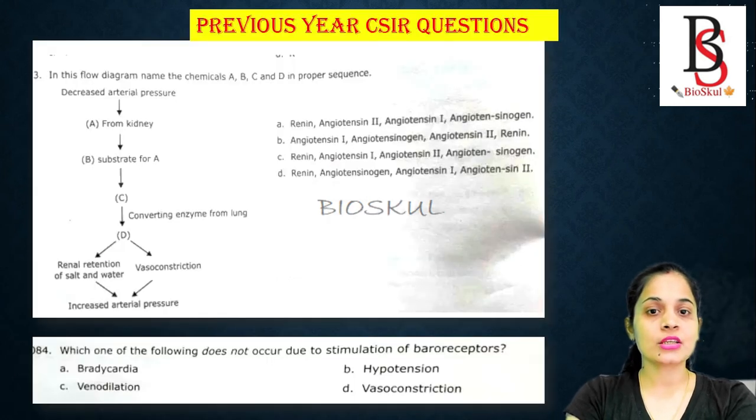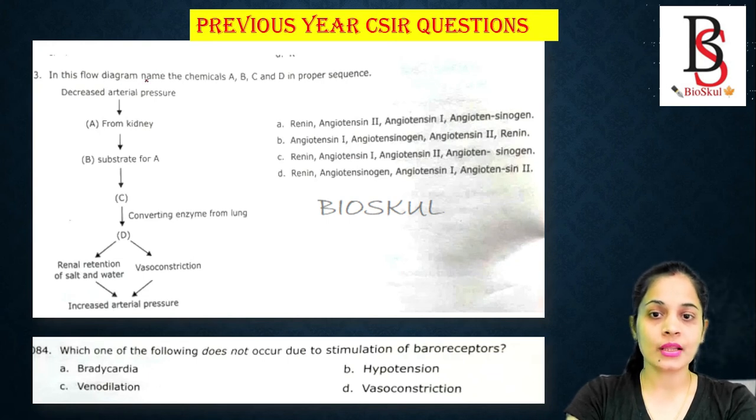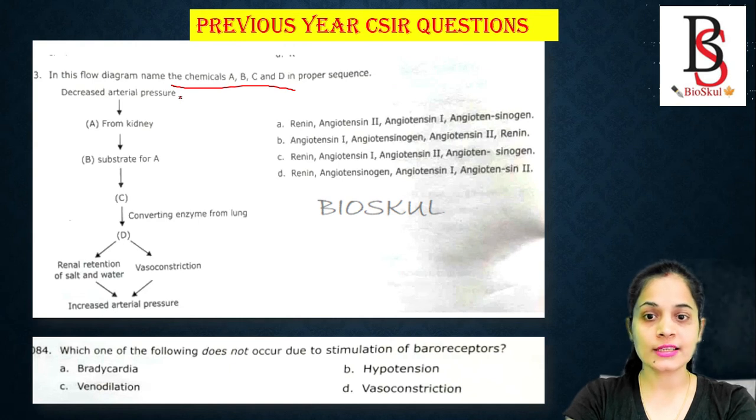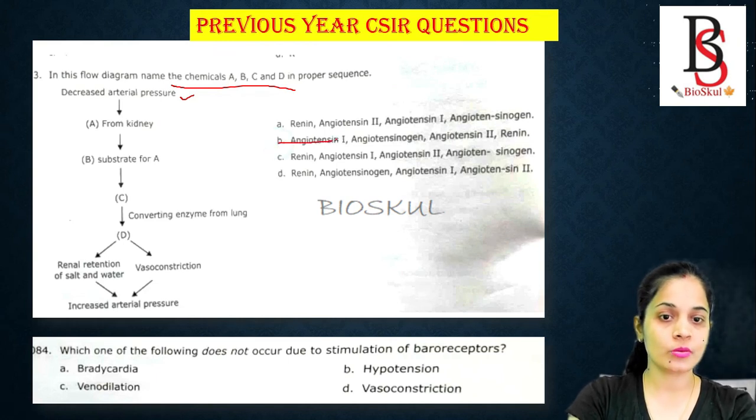So now we'll see some previous year CSIR NET questions. In this diagram, name the chemicals A, B, C, D in proper sequence. Decreased arterial pressure, the blood pressure gets decreased. Then from the kidney, which hormone will be secreted? It will be renin. So renin is present in A, C, D. So let's eliminate option B.